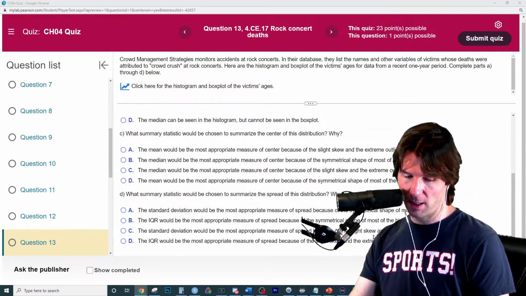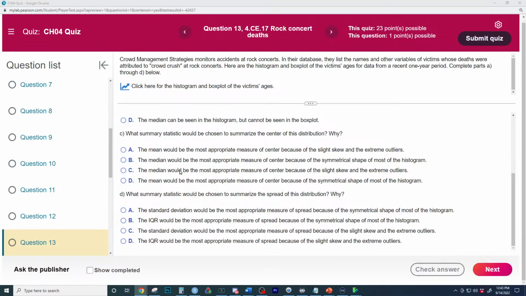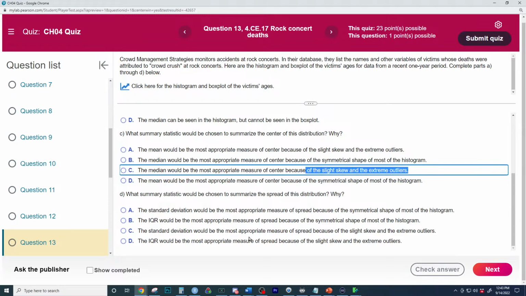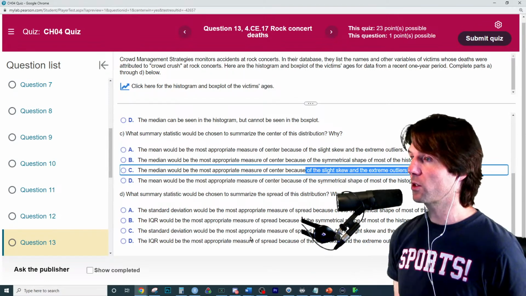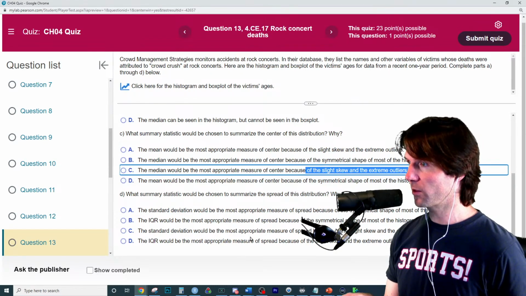Now that we've decided upon the median, let's see right here. The median would be the most appropriate because there's skew and outliers. So I thought the mean followed. It does, and that's why we don't use it, because it's influenced. So that is correct right there, Blake. The mean follows the skew.